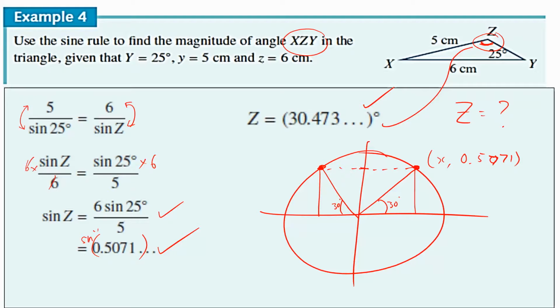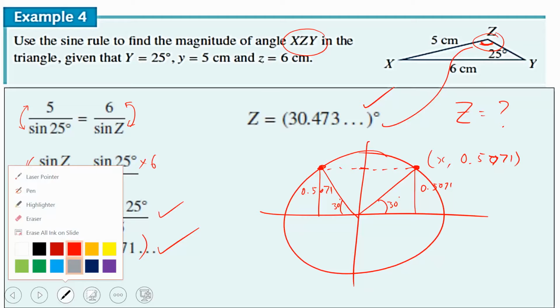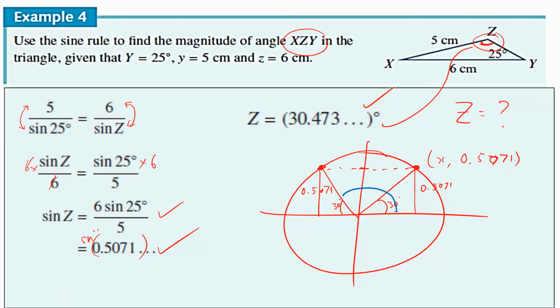That has a height of 0.5071. Then this one should also have a height of 0.5071. The question is, what's that angle? See, if I know it's 30 here, and if I know all the way is 180, then what's the angle to find from here to here? So logically, if you know all the way here is 180, 180 minus 30 will give you that angle there. And that's what I did in the next step.